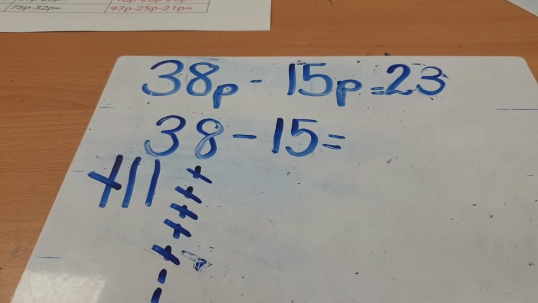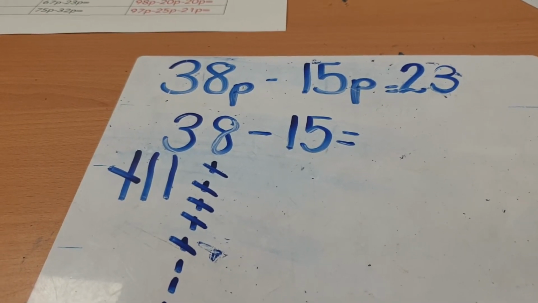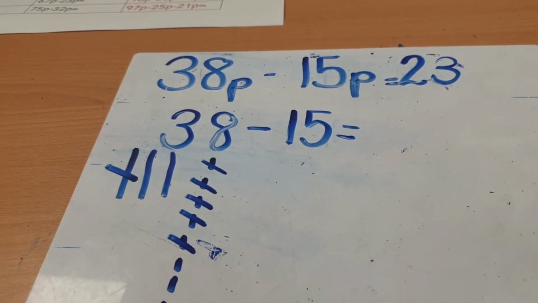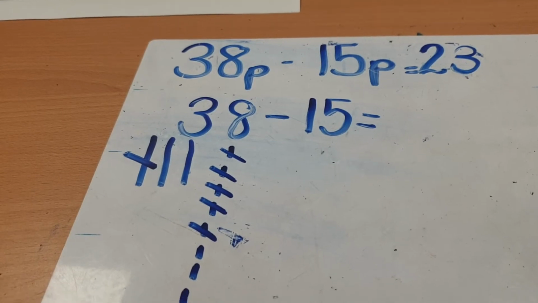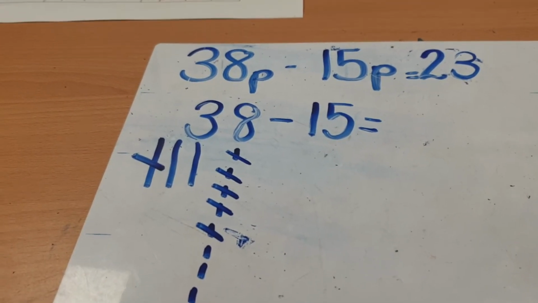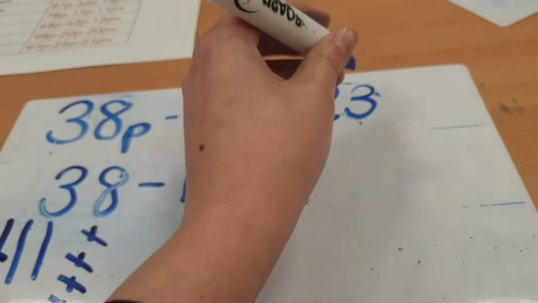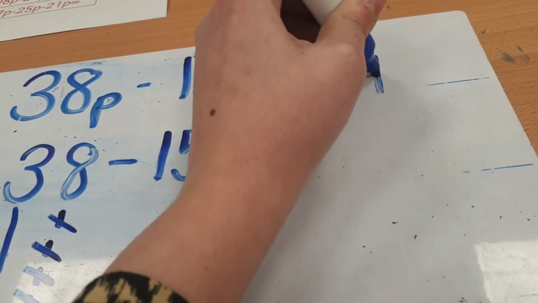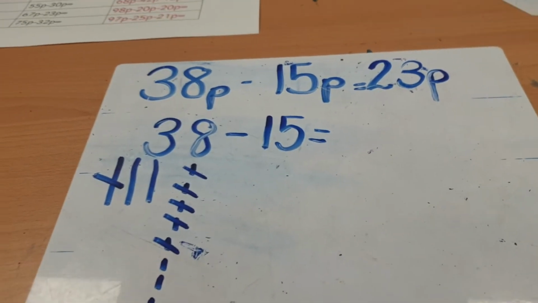So 38p take away 15p must equal 23 bananas. Monkeys? No, it equals 23p. I need my p sign because I'm working with money.